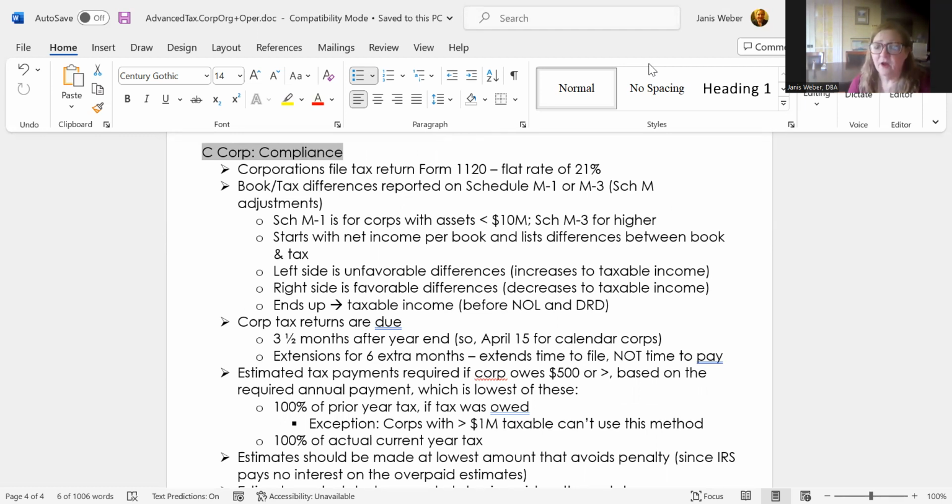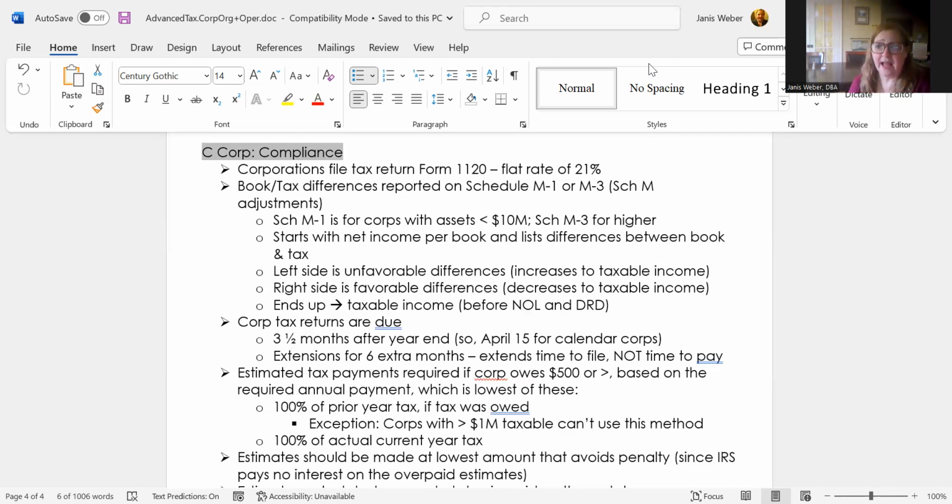So you'll see it starts with net income per book, and it lists the differences between the two. The left side is showing the things that are unfavorable, which increase taxable income, because there are unfavorable differences between what the book will let you deduct and what the tax return will. Everything on the left side of the M-1 or M-3 increases taxable income, and everything on the right side decreases taxable income, because it's things that are allowed as expenses or not shown as income for tax purposes when they were included the opposite way in the financial statement.